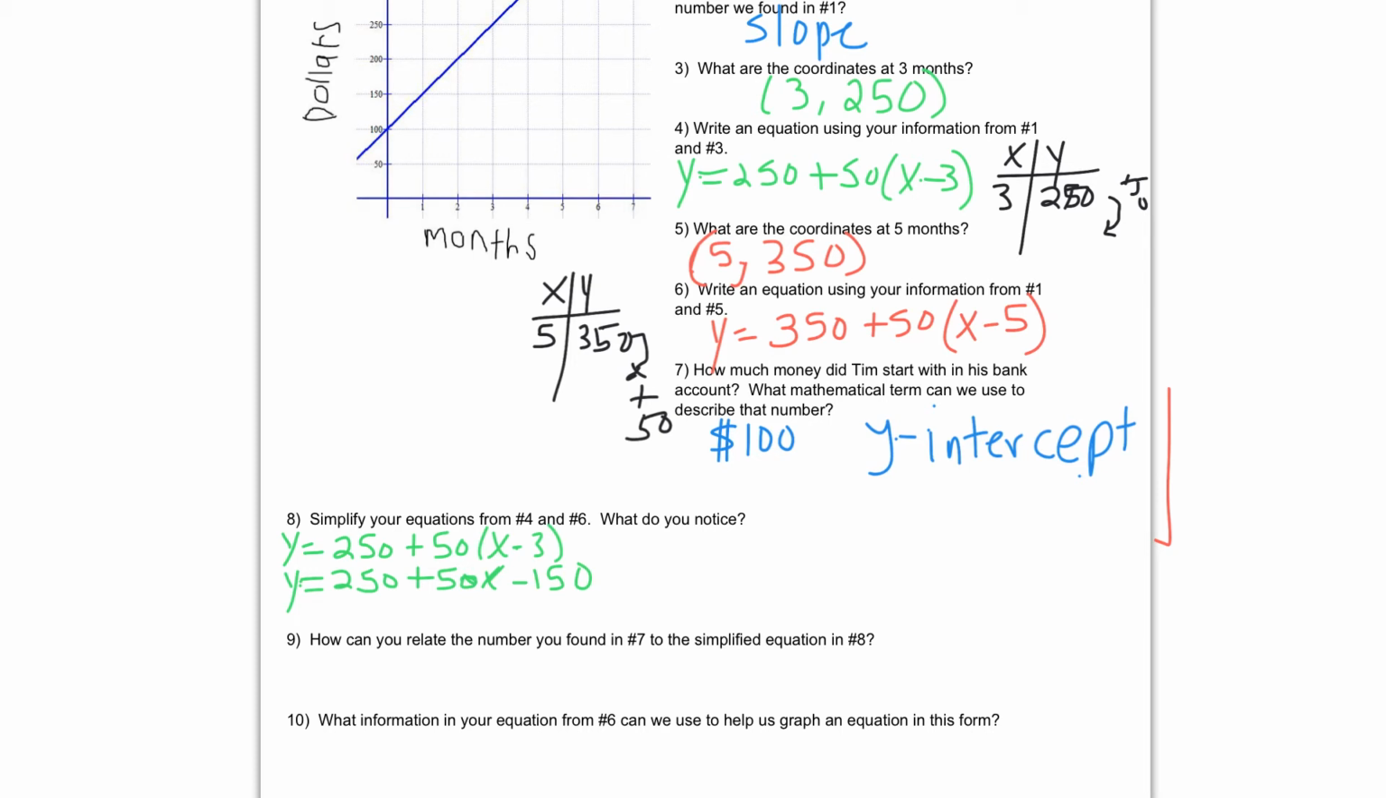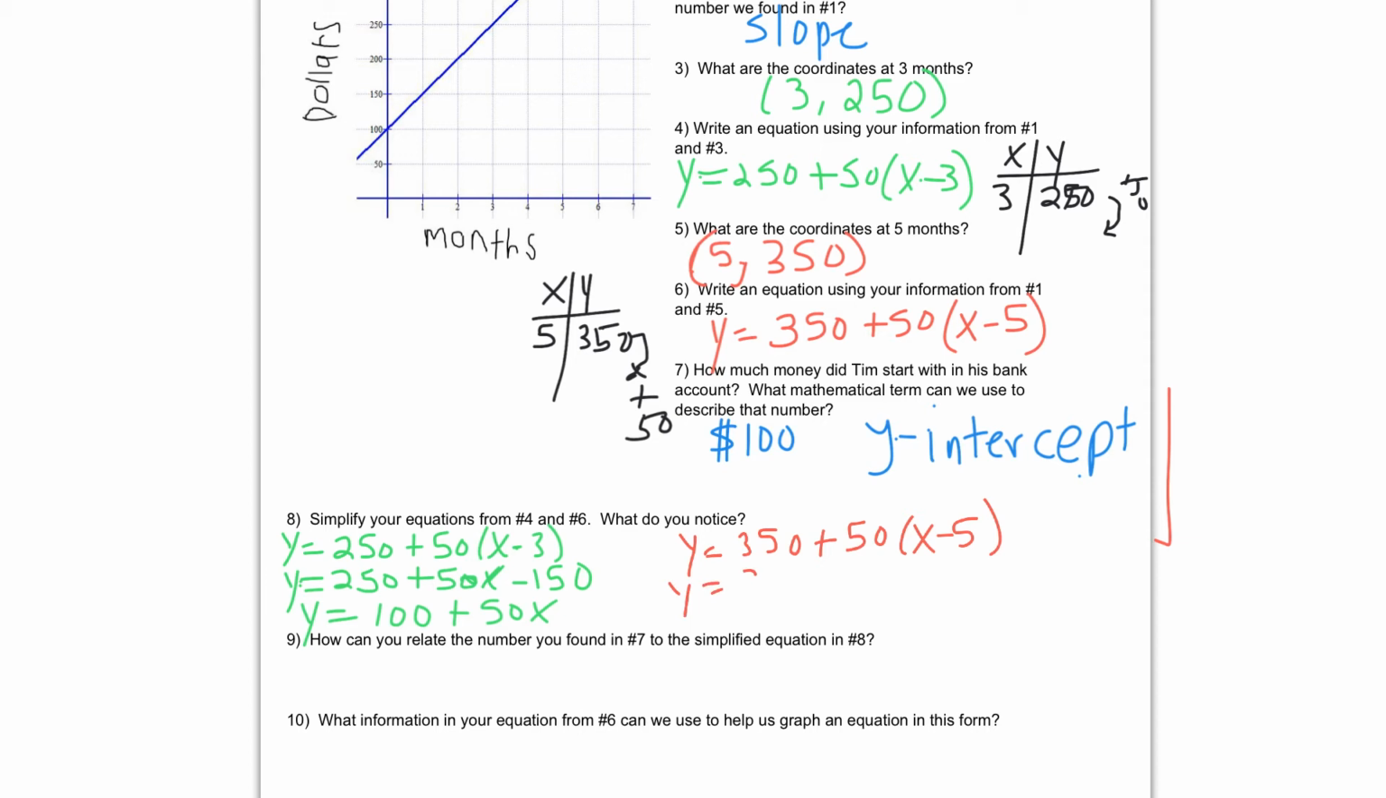Then if we go to simplify, we can combine the 250 and the negative 150, and that's 100. So we have y equals 100 plus that 50x. And again, to get the 100, I just added 250 minus 150, and then we still have that 50x. Now if we do the other one, this one started with y equals 350 plus 50 times x minus 5.